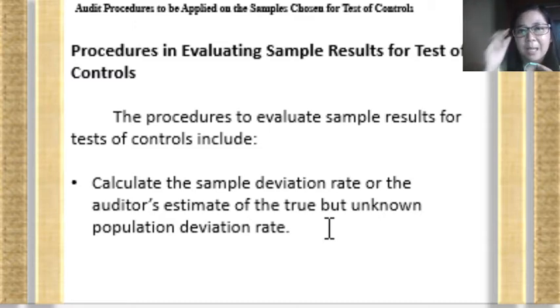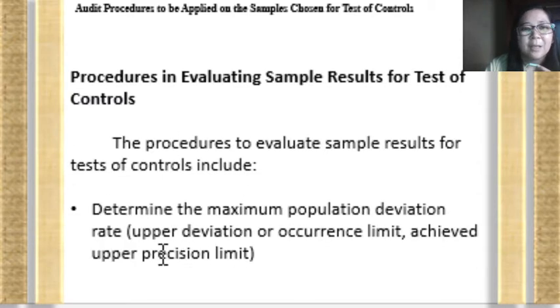Okay, so that's why the auditor shall calculate the sample deviation rate. Aside from the sample deviation rate, the auditor should also determine the maximum population deviation. Normally this is the upper deviation or occurrence limit, also known as the achieved upper precision limit.